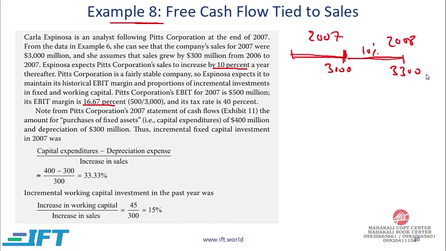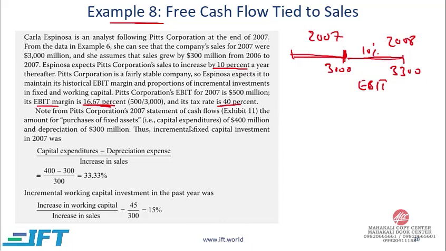3,300 million. We are also told that we expect the EBIT margin to be 16.67%. So that means that we can calculate EBIT for 2008 based on this number. Then we also know the tax rate, so we can multiply EBIT by 1 minus T. That is easy. But the two main items that you are learning through this example are, number one, how to deal with the investment in fixed capital and how to deal with the investment in working capital.